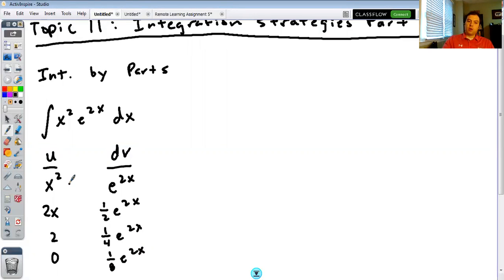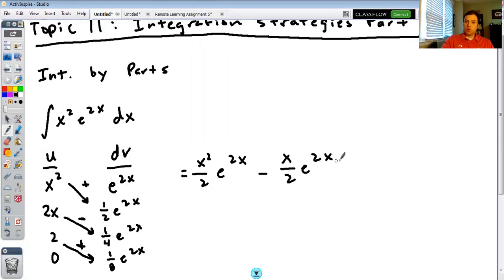And then we just multiply. We're going to go diagonally. We're going to keep the sign the same. We're going to go diagonally. We're going to negate, diagonally multiply, and keep the sign the same. So our antiderivative will be x squared times here. So x squared over 2 e to the 2x minus 2x times a fourth. So that's going to be x over 2 e to the 2x plus 2 times an eighth. So it's 1/4 e to the 2x and then plus c.